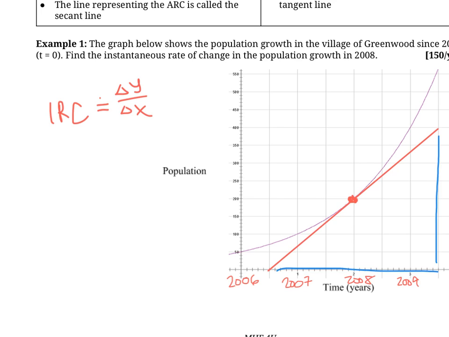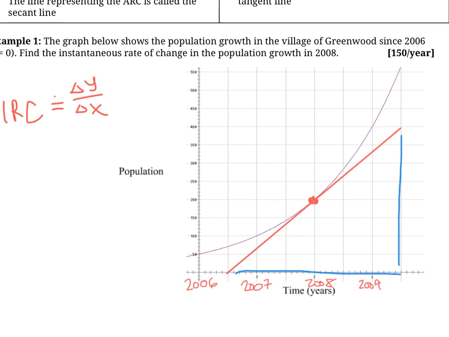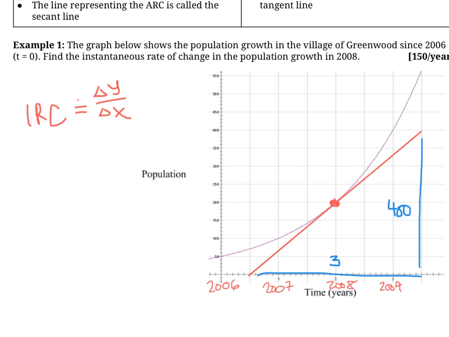So let's look. The change in y has gone from 0 to 400. So this rise is just 400. That's our delta y, or our change in y. And then our x has gone from 0.5 to 3.5. So that's gone up by 3. Right? I think so. 1, 2, 3. Yeah, that's right. So if we just plug those numbers in, our delta y over delta x is 400 divided by 3, which is approximately 133.